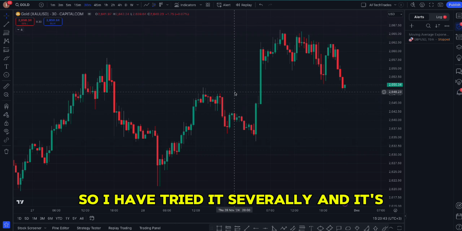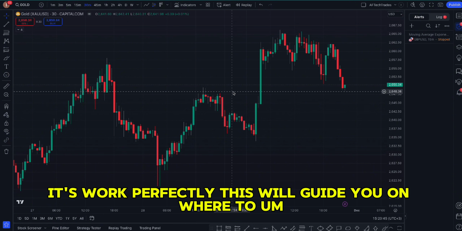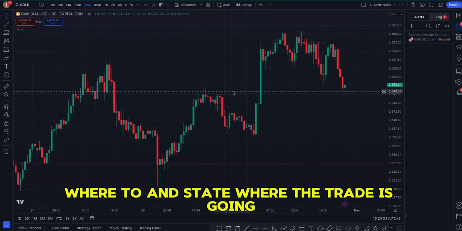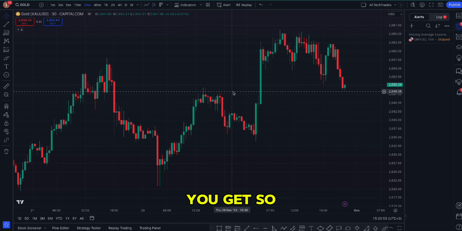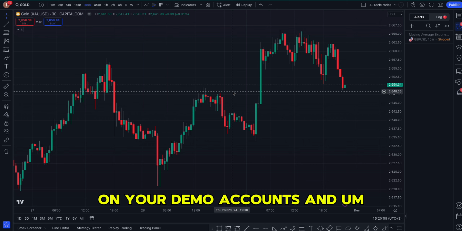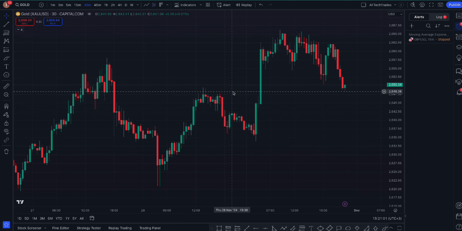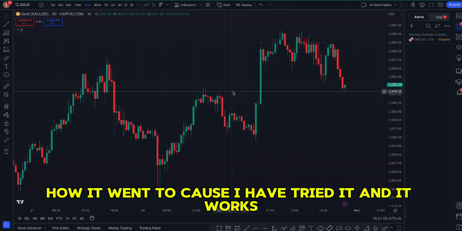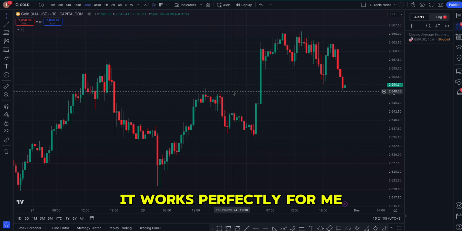I have tried it severally and it has worked perfectly. This will guide you on where to enter a trade and where to anticipate the trade is going. I think you should give this a try on your demo account and tell me in the comment section how it went, because I have tried it and it works perfectly for me.